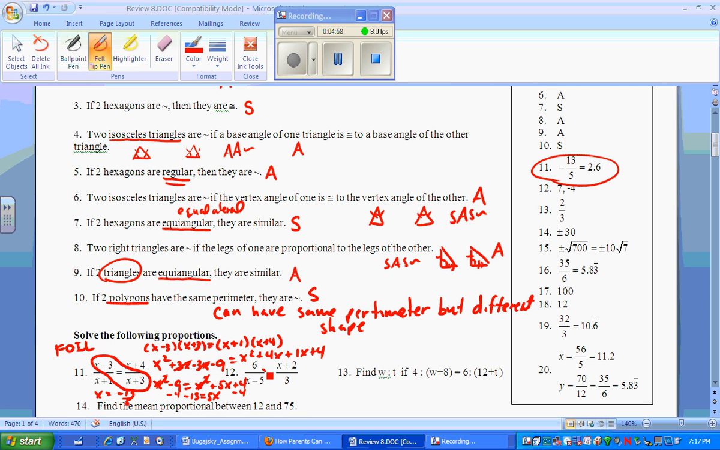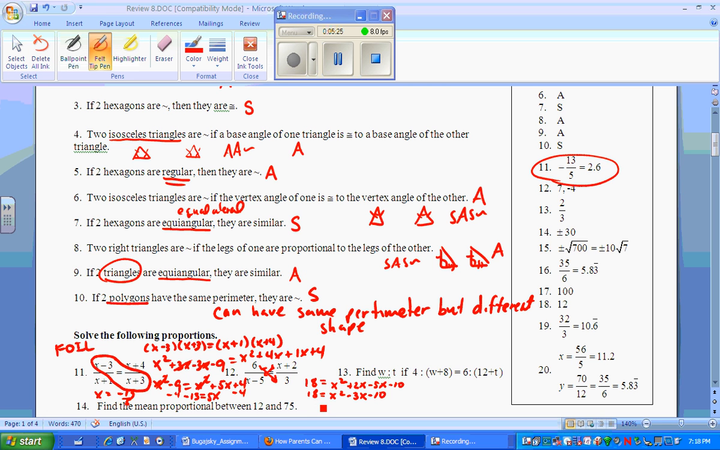Number 12, cross multiply again. These two and these two. Going to have to FOIL. One side is 18. The other side is x squared plus 2x minus 5x minus 10. So we're getting x squared minus 3x minus 10 equaling 18.